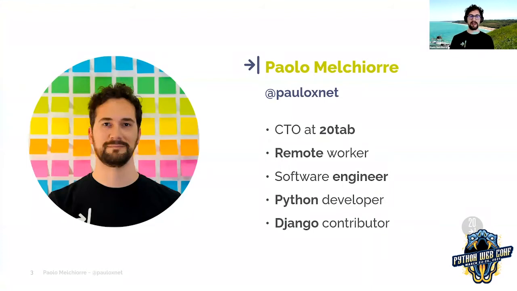I'm Paolo Melchiorre, and I'm the CTO of 20tab, a Pythonic software company based in Rome, for which I work remotely. I'm a software engineer and long-time Python backend developer. After using Django for a few years, I became a contributor to the project. I also really like hiking in the mountains, so I decided to build a map where I can put all the points I've reached.